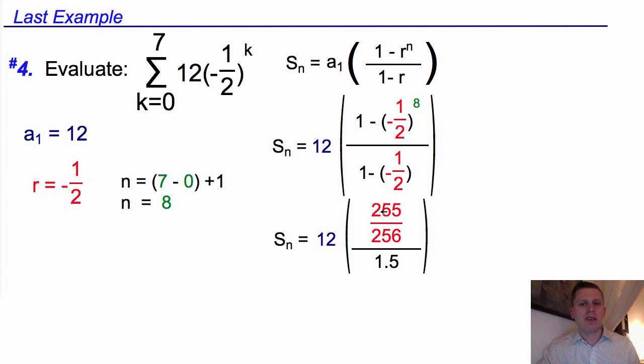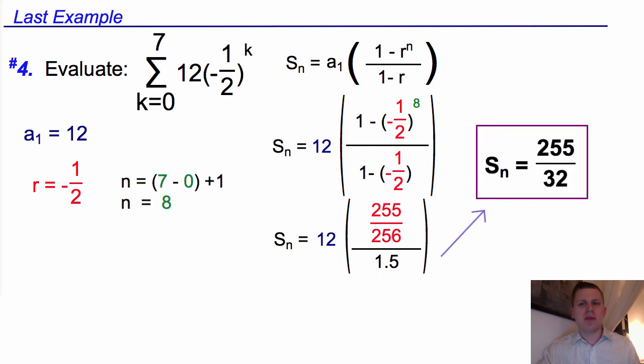If your calculator is giving you a decimal, what you can do is use the fraction to decimal button to convert back and forth. Now I'll take care of this division here, 255 over 256 divided by 1.5, multiply by 12, and my final solution here is that the sum of this geometric series is 255 over 32.